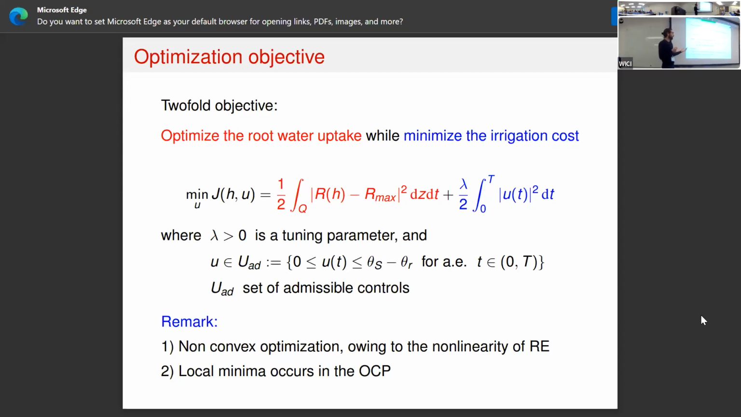So you should imagine a situation where, if you look at the landscape of this cost function, you might have several local minima. And so we have local minima that occur in the optimal control problem. Now we want to understand how we can use control methodologies to describe and characterize these local minima.